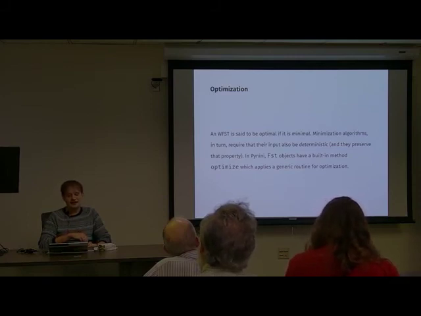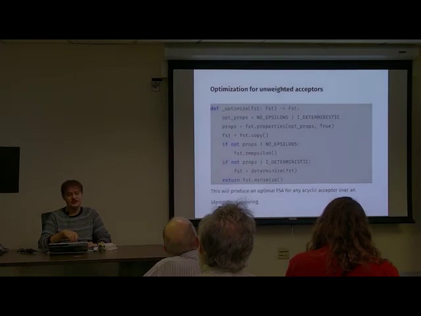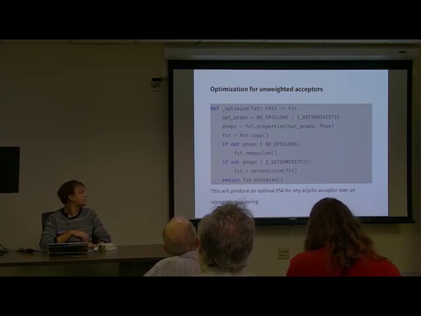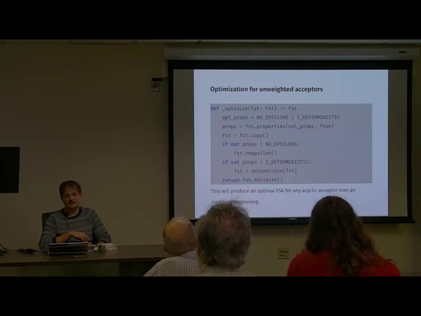In Pynini, FST objects have a built-in method called optimize, which applies a generic routine for optimization. Here's how it works. This is a very simple version of it for unweighted acceptors. We first compute the properties of the machine. We ask whether it has epsilons, and we ask whether it's already deterministic. That's all these first 3 lines do here. If there are epsilons, this is how we check the properties here. It's kind of annoying syntax.